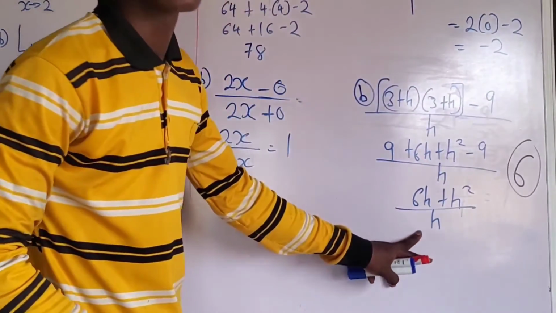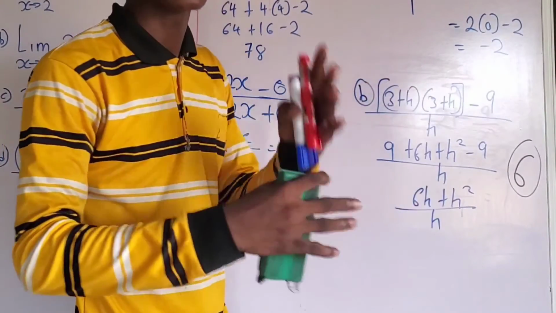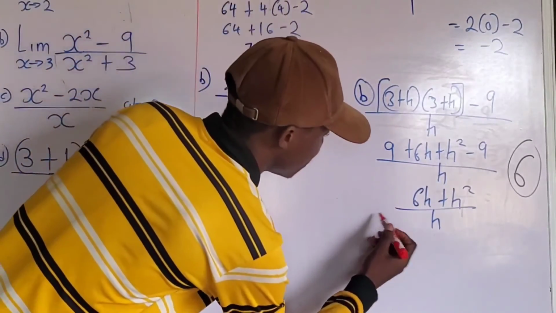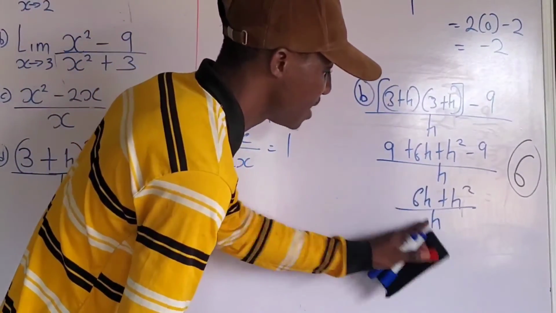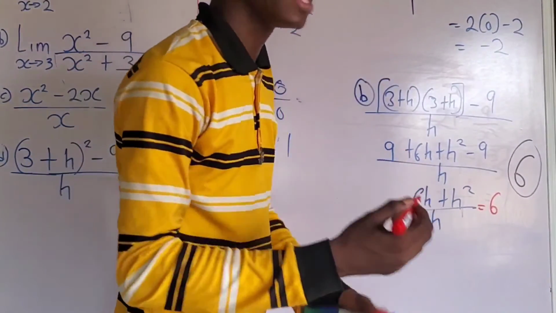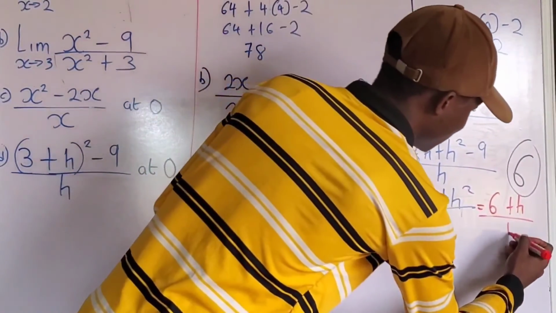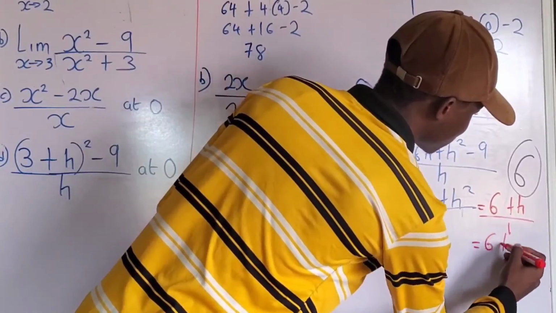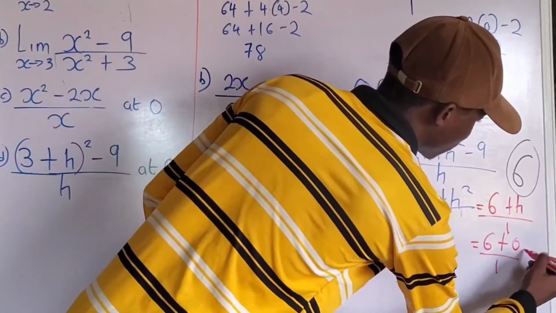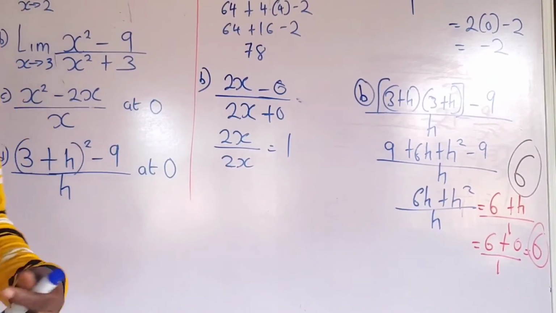From this point, let us use the manipulating method. What are you going to do? You divide the numerator and the denominator by h, right? Yes. So for this, we are going to have 6h divided by h. 6h divided by h, that will be what? 6, right? And then h squared divided by h, that will be what? Plus h. Then h divided by h, that will be what? 1. So for this, we're going to have 6 plus h over 1. Now, when h is 0, we're going to have 6 plus 0 over 1. 6 plus 0 over 1 is what? Is 6.